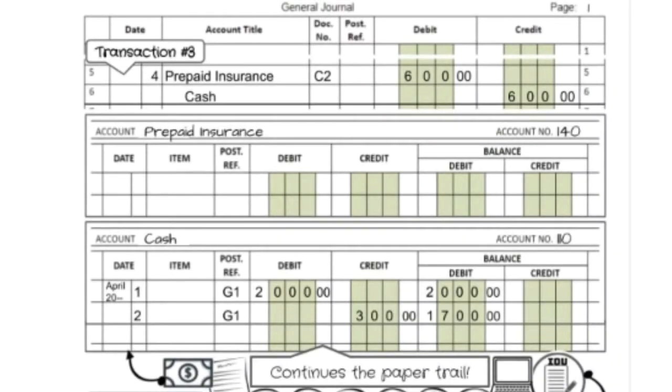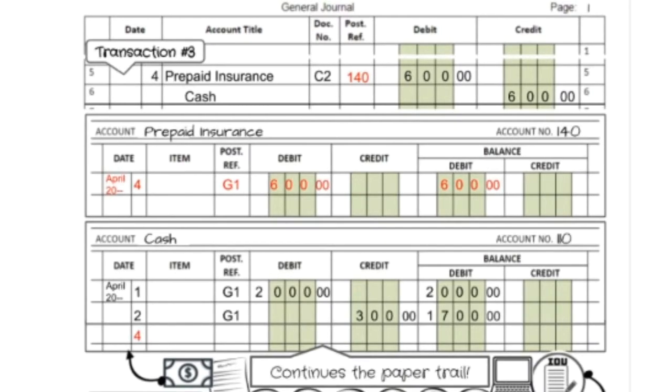Moving on to page 5, we have transaction number 3. So we find the prepaid insurance ledger account and we record our date, G1 for general journal page 1, and a debit of $600. Prepaid insurance is an asset. The normal balance side is debit. So we're going to record the 600 in the debit balance. And then we're going to record account number 140 back in the post ref column of the general journal.